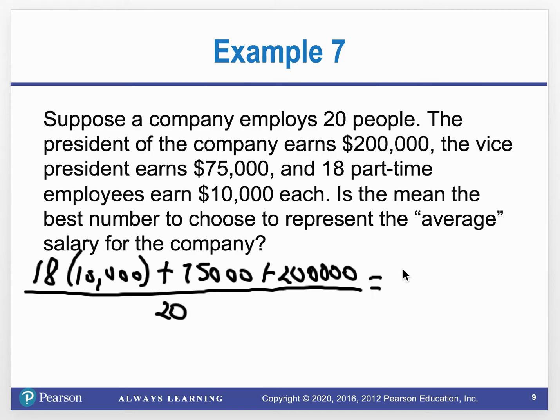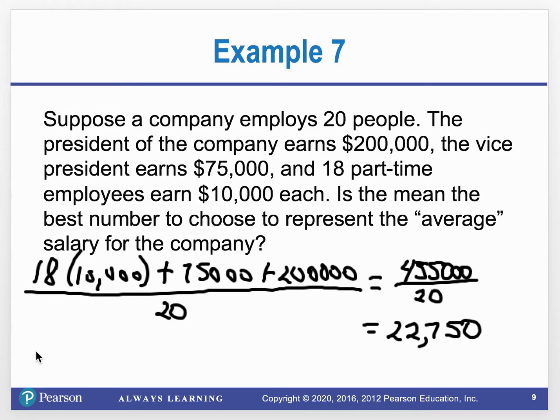All right, 455,000 divided by 20. So that is 22,750. So is that really an appropriate average for these salaries? 18 of the 20 people in this place make $10,000. Saying that the average salary is 22,000 isn't really appropriate.